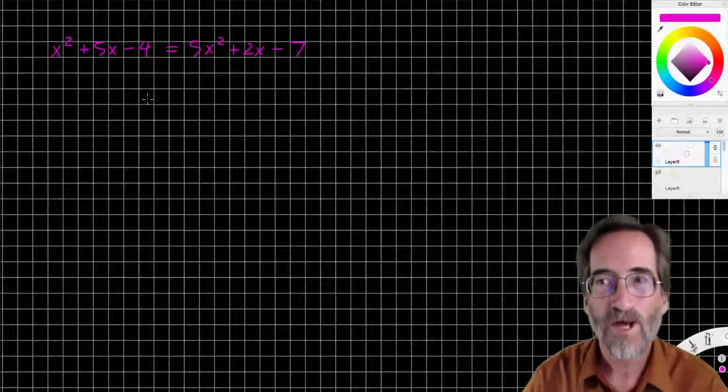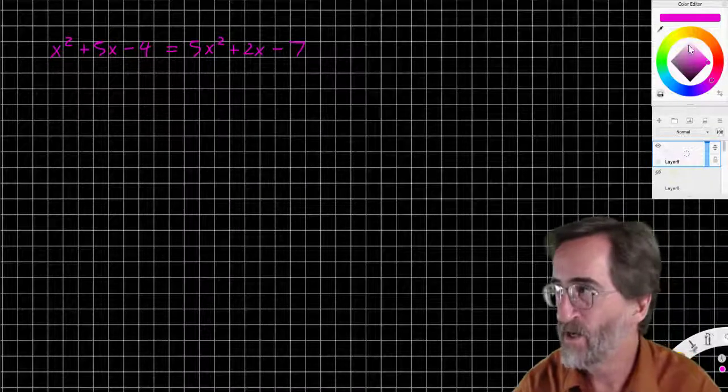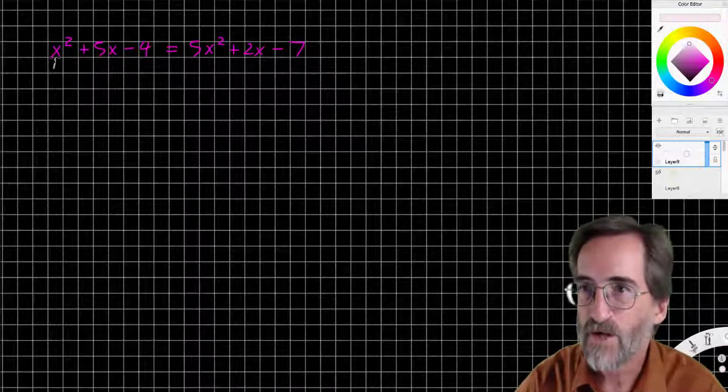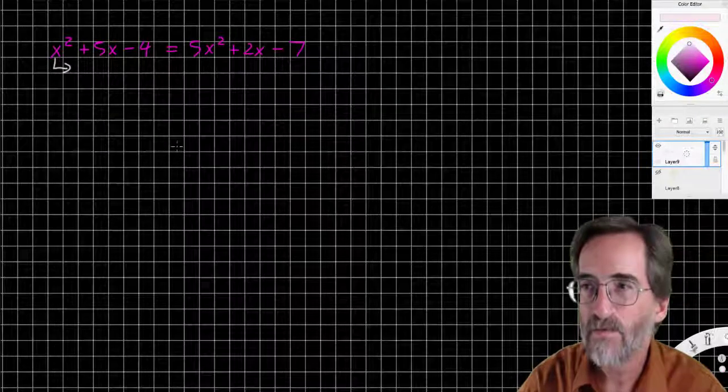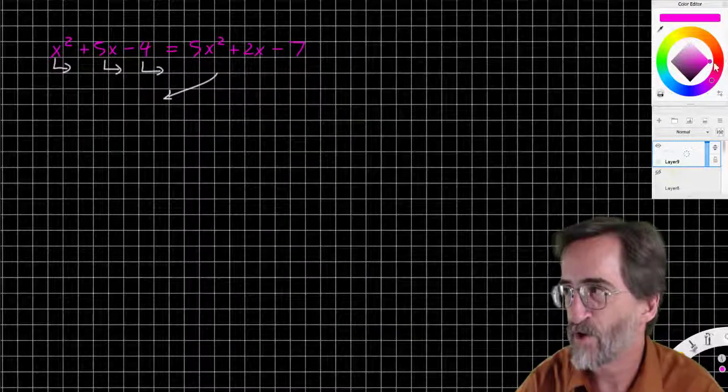We solve quadratics by getting it into standard form. That is, we're going to get everything to one side. So I'm going to subtract 1x squared from both sides. I'm going to subtract 5x from both sides. I'm going to add 4 to both sides. And then I'm going to switch the order. I'm going to do that all in one step.